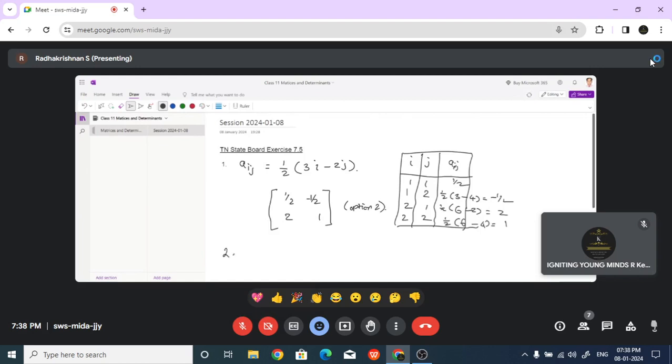Let's look at the next problem. It says: what must be the matrix X if 2X plus the matrix 1, 2, 3, 4 is equal to 3, 8, 7, 2?